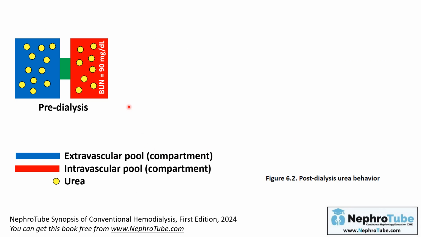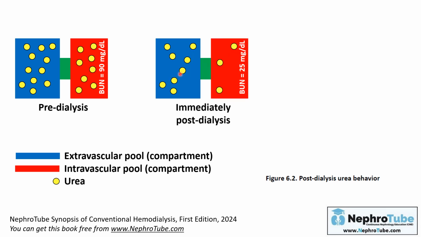Let's suppose that this patient has a serum blood urea nitrogen of 90 milligram per deciliter, and this is the extravascular compartment. Then immediately after the dialysis session, the blood urea nitrogen decreased from 90 to 25, and for sure the extravascular pool urea will also decrease.